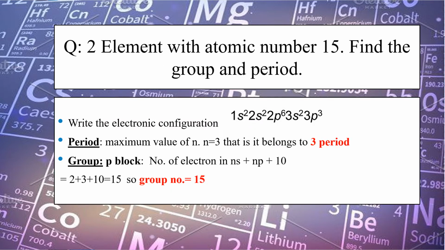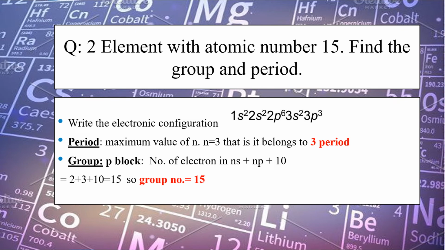Moving ahead with question number 2, an element with atomic number 15, find the group and the period. First write the electronic configuration: 1s2, 2s2, 2p6, 3s2, 3p3. The maximum value of n here is also 3, so it belongs to the 3rd period. It belongs to the p block because the last electron enters the p subshell.